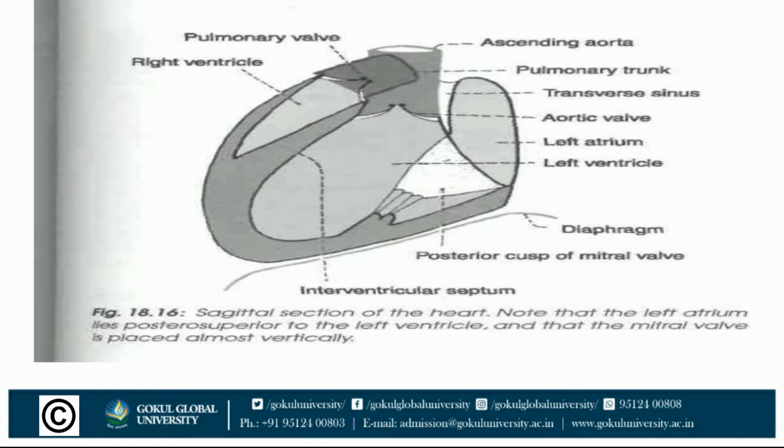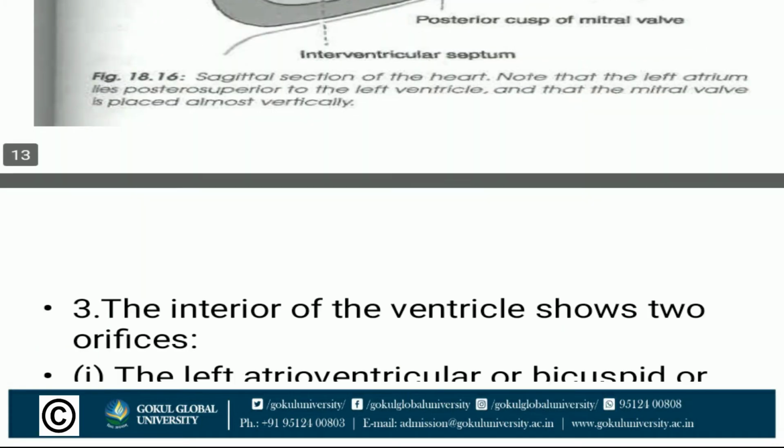This diagram shows the interventricular septum, a sagittal section of the heart. It shows the diaphragm, left ventricle, left atrium, aortic valve, transverse sinus, pulmonary trunk, ascending aorta, pulmonary valve, and right ventricle.